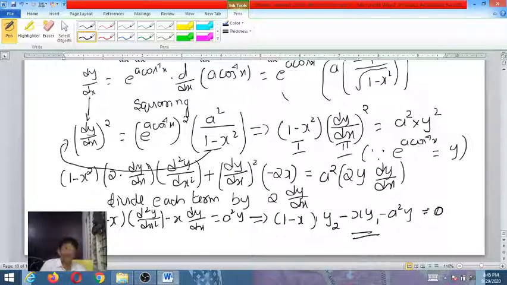This completes the derivatives chapter. Next we shall start with integration. There will be a test on this derivatives chapter. Be ready for the test. Thank you very much.